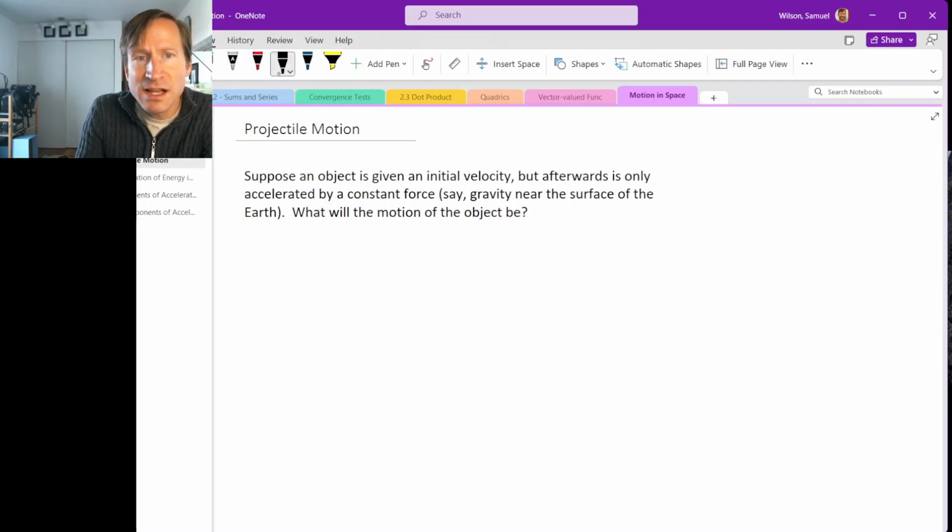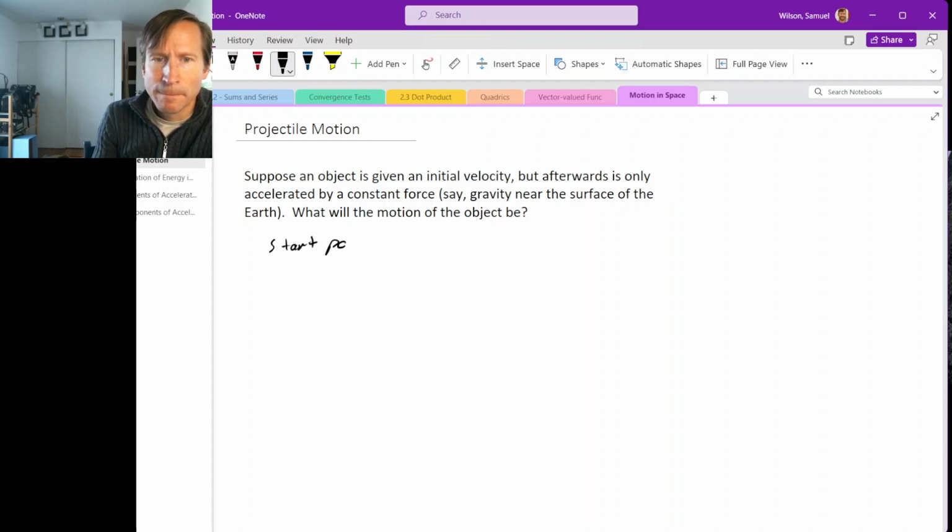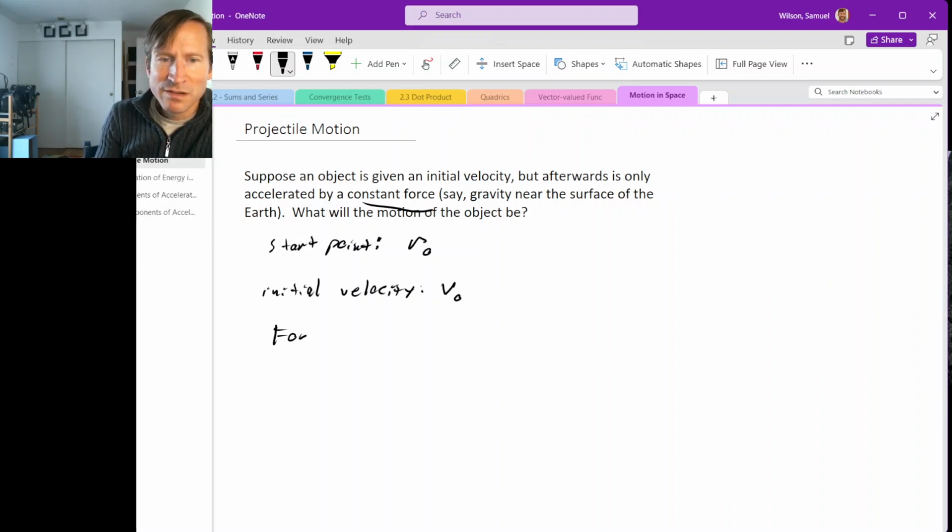To analyze this situation, let's give all the things that we don't know names. We don't know where we're starting, so let's name our starting point r sub 0. We also don't know our initial velocity, so let's call that v sub 0. Also, we don't know what this constant force is, but let's call it, how about f sub 0?